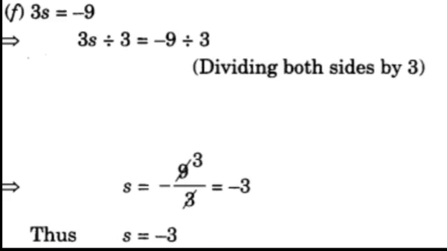Okay, students. Then f is there. You can see, students, 3s is equal to minus 9. Here it is multiplication of s with 3, so the opposite of multiplication by 3 is to divide by 3 on both sides. This 3 will get cancelled by this 3. So minus 9 divided by 3 will give you minus 3. Directly you can just transfer this minus sign here, and you will get the answer of s as negative 3.